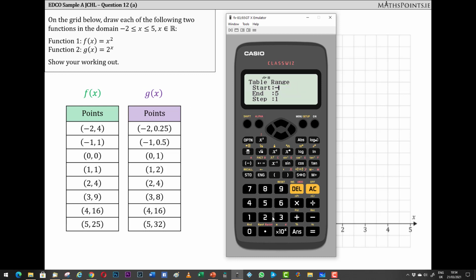And that was -2, so put in -2 and then equals. We want to end at 5, so that's already there for us, so we press equals. And then the step, we just wanted to go up in 1, so we wanted the x values to just go up 1 each time.